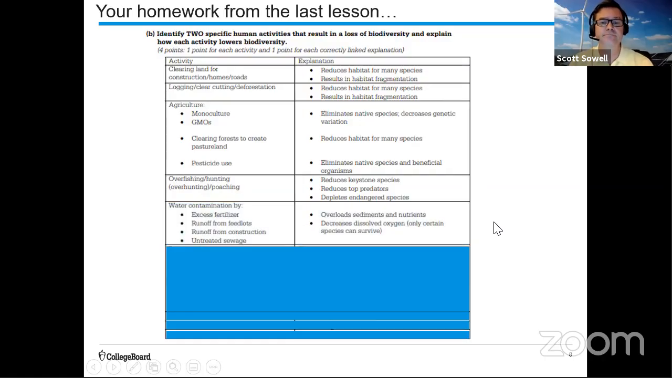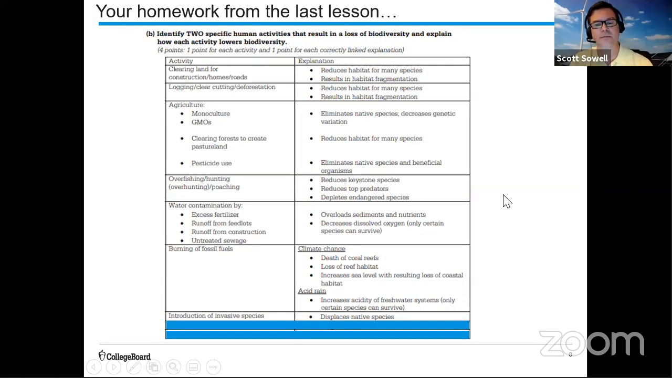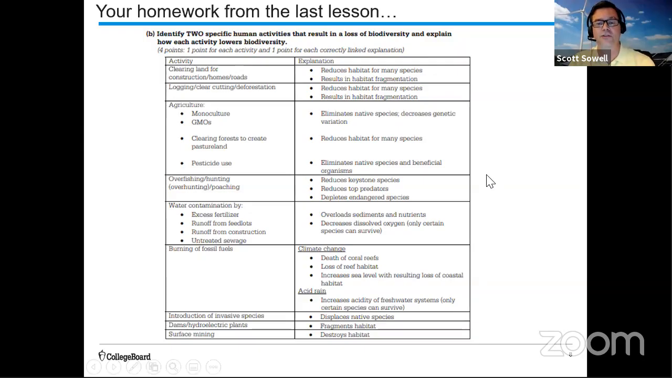Water contamination, nutrient depletion or nutrient pollution, dropping the DO, the dissolved oxygen. Burning fossil fuels, there's always a good culprit to blame. And so we can look at how that's causing climate change or even issues of acid rain. Then we've got invasive species. We talked about that with Ms. Fassler the other day and how that might displace native species. Dams, we mentioned this yesterday actually, about how dams could fragment habitats. And finally, surface mining and how that could destroy habitats.